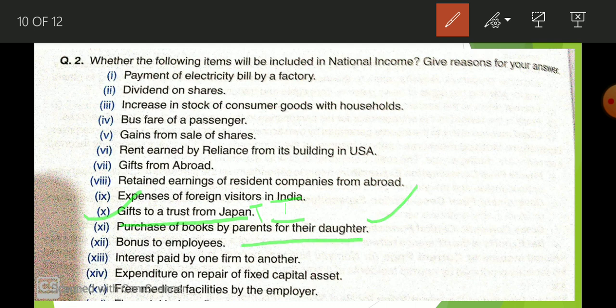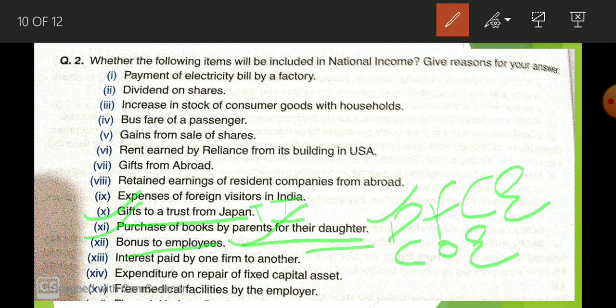Now next is purchase of a book by parents for their daughter. Obviously it is included. Why is it included? It is the expenditure of the household sector. It is private final consumption expenditure. That's why it is included. Now bonus to employees, obviously it is included. Why? This is part of COE, compensation of employees.